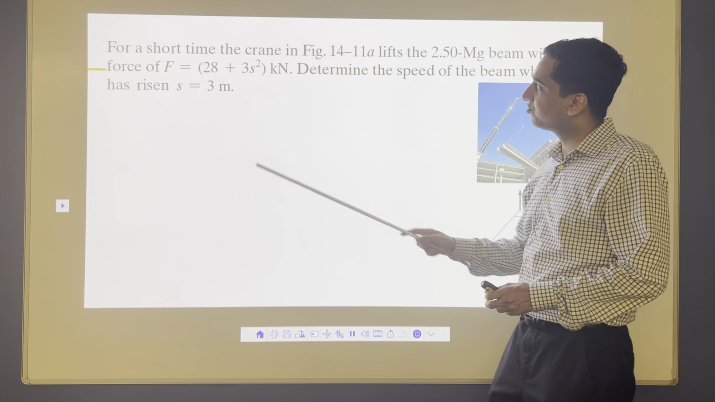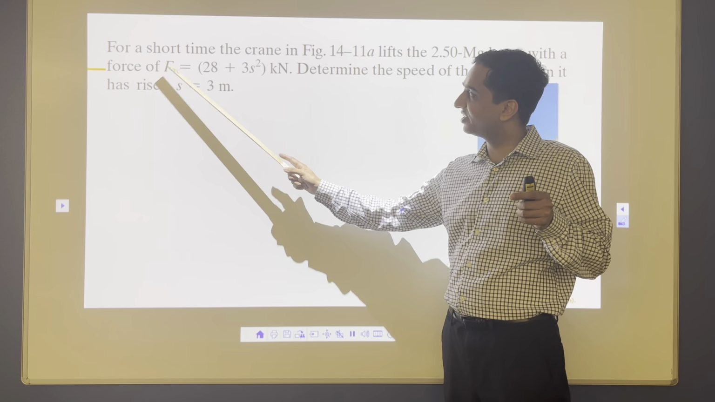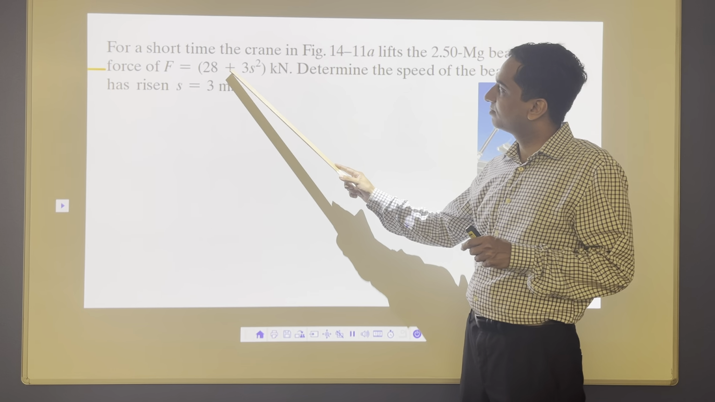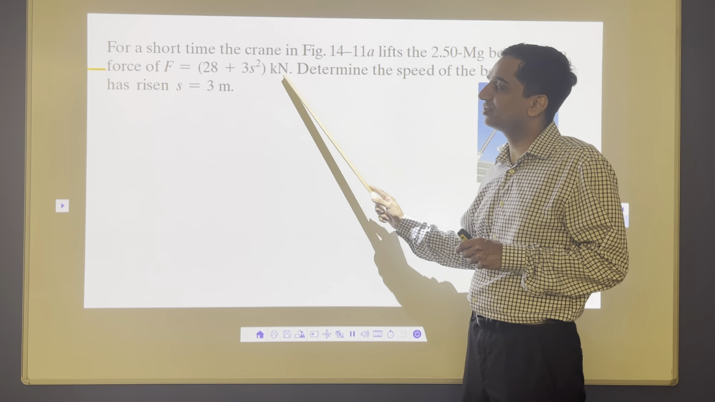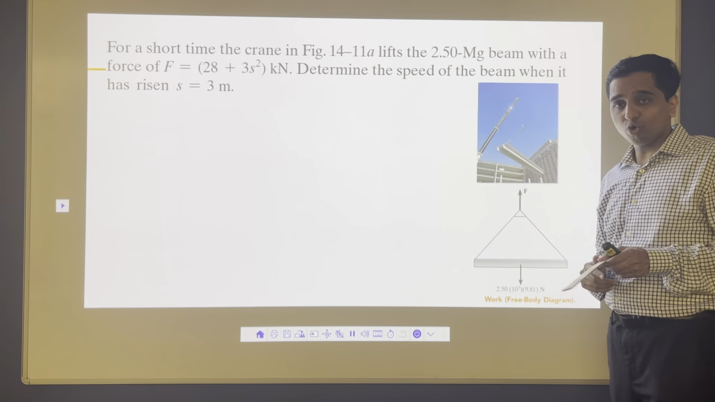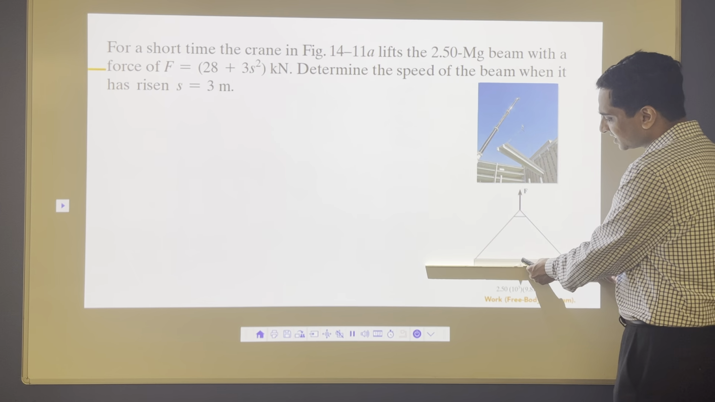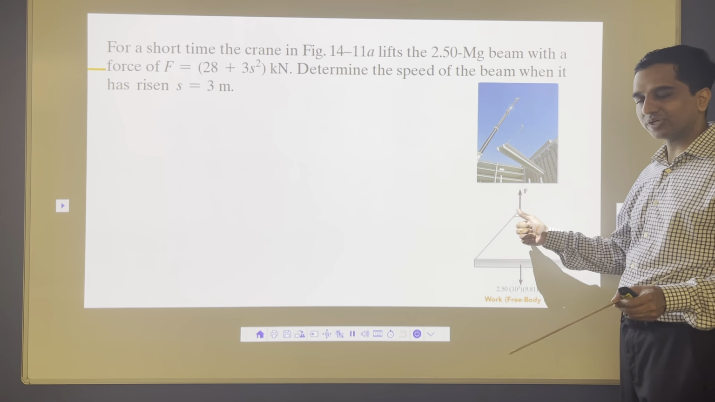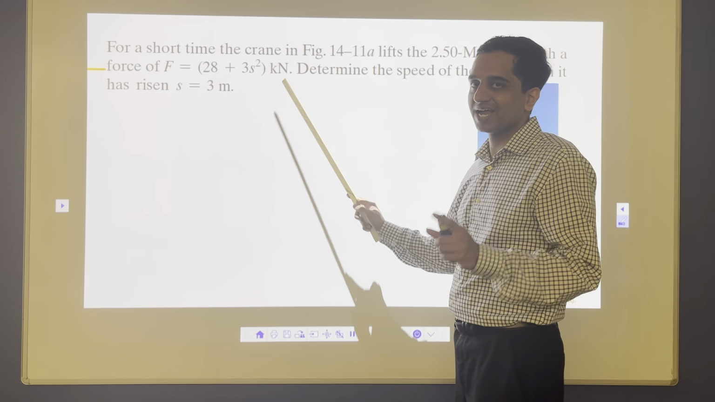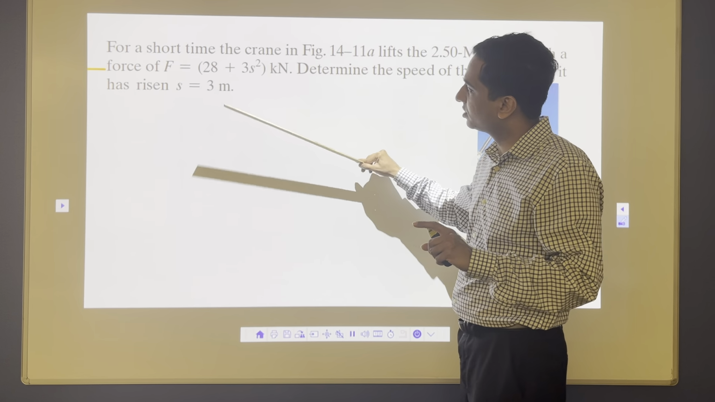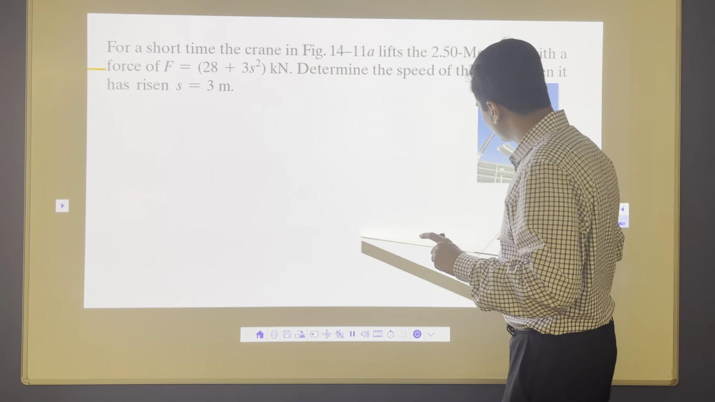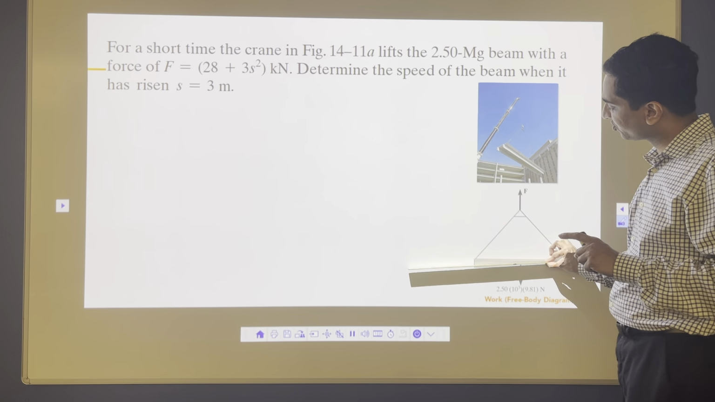What it says is the force applied by the crane is a function of distance. That force is given as (28 + 3s²) kilonewton. That's 10³ Newton. That's a very high force. And that force is a function of distance. It means that as distance increases, the force will also increase. At 0 meter, it will be only 28 kilonewton. At 1 meter distance above the ground, it will be 28 + 3 kilonewton, and so on and so forth. So this force is a function of distance from the ground.